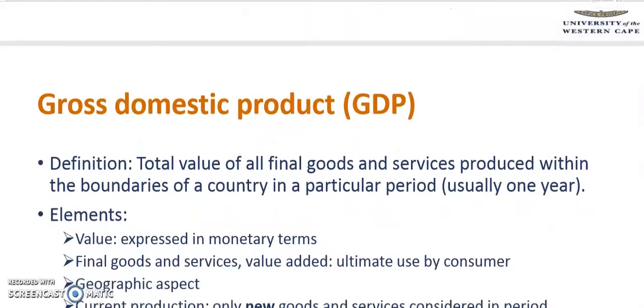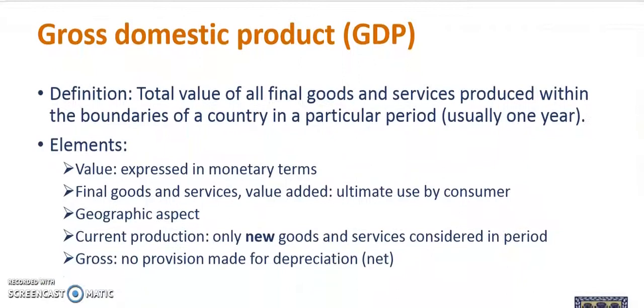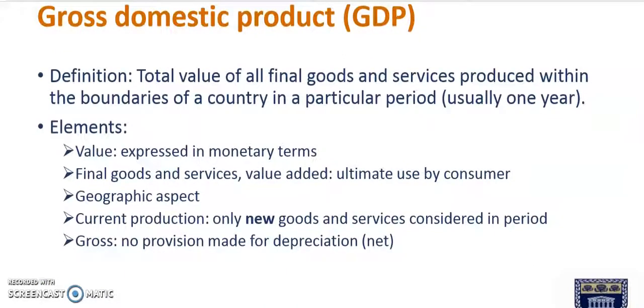Gross domestic product, which is known as GDP in short, is defined as the total value of all final goods and services that are produced within the boundaries of a country in a particular period, which is usually 1 year. The elements of GDP are as follows. Value, meaning that they are expressed in monetary terms. Final goods and services, value added, that is the ultimate use by the consumer. And then the geographic aspect, meaning that they must be produced within the boundaries of a country.